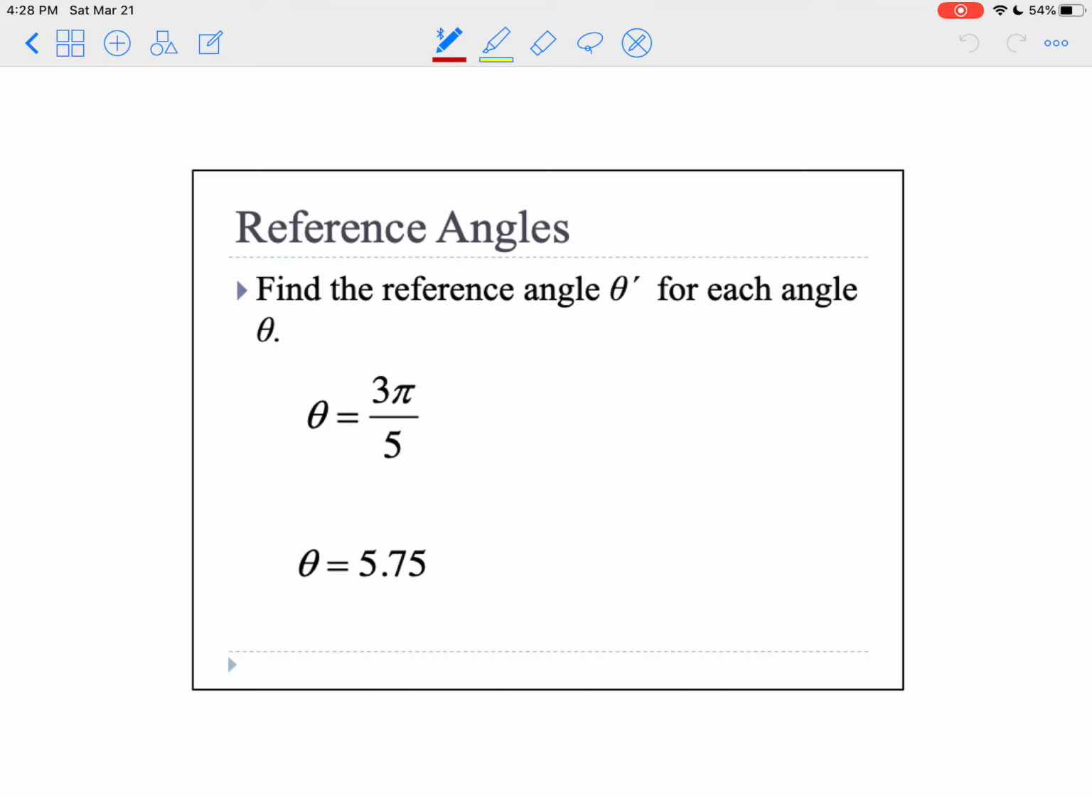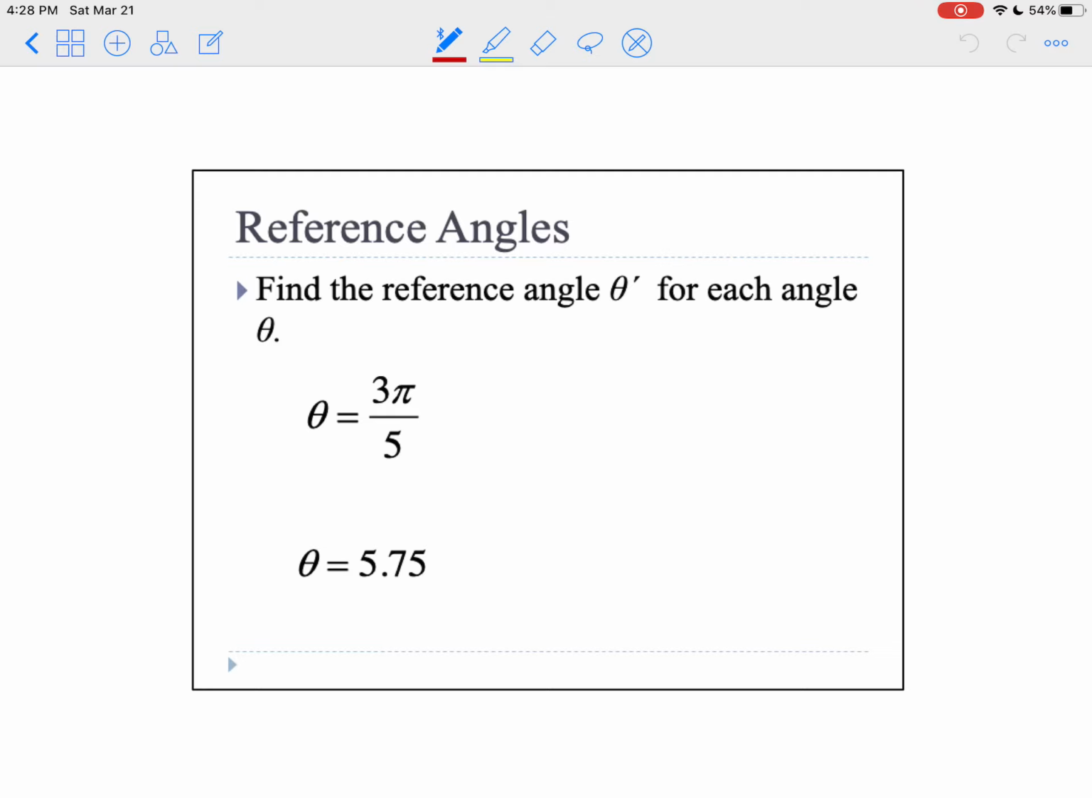So let's put this to work, okay? For angles that aren't part of our unit circle, we can still use reference angles. I just have to know where I am. So 3 pi over 5. So I know my first quadrant ends at pi over 2.